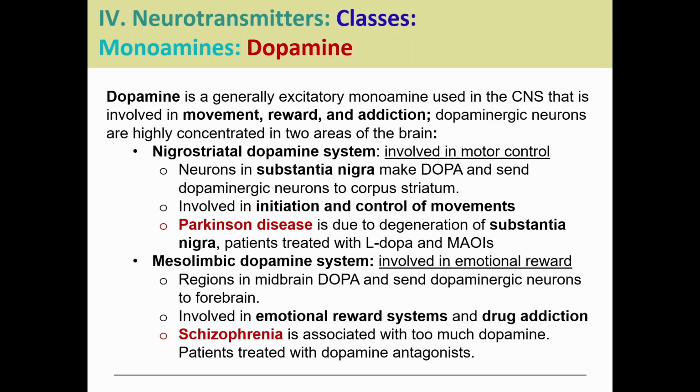The big thing that I'm worried about here, though, is knowing what dopamine is generally for. It's excitatory, it's involved in movement, reward, and addiction.